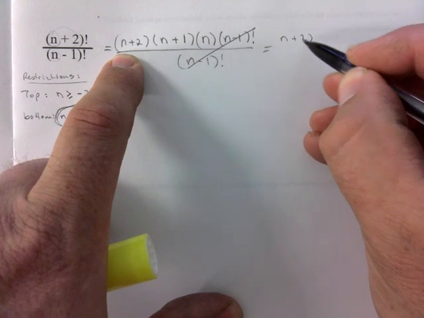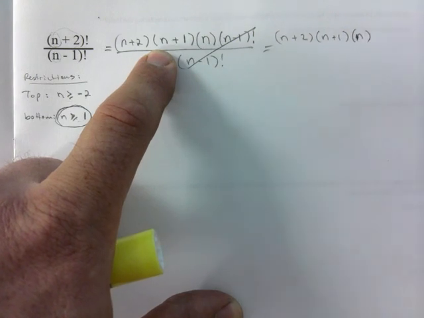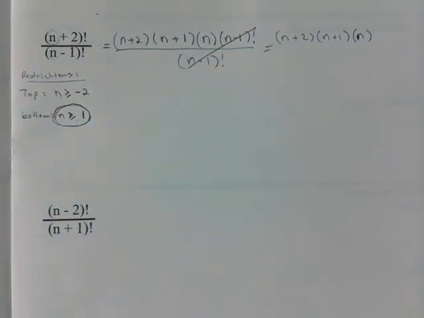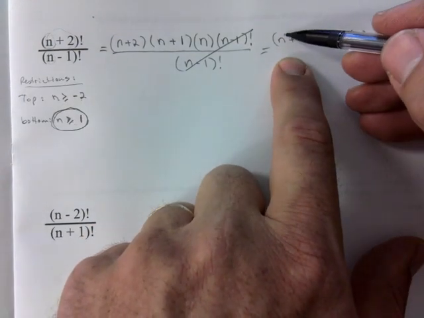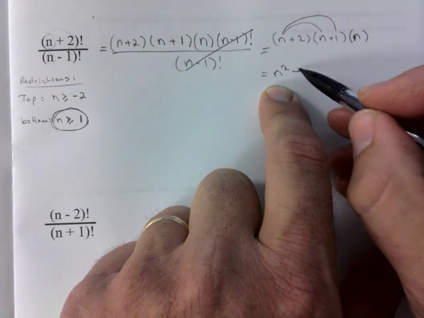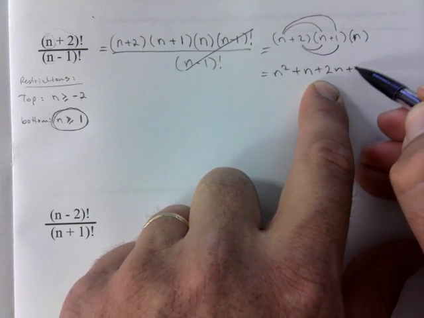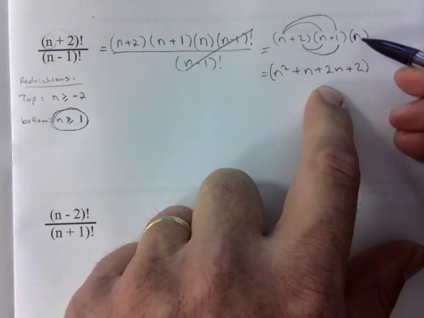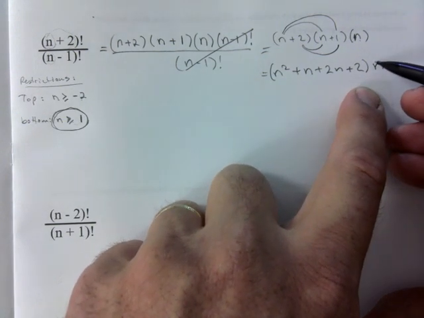And then this is going to be a bit challenging here. I will not lie to you, but you can handle it. Okay, you can handle it. Do it one step at a time. Foil it. I'm going to forget about this n for now and just worry about this. So n times n is n squared. n times 1 is n. 2 times n is 2n. 2 times 1 is 2. All of that is still being multiplied by the n that is outside. And then you just distribute.